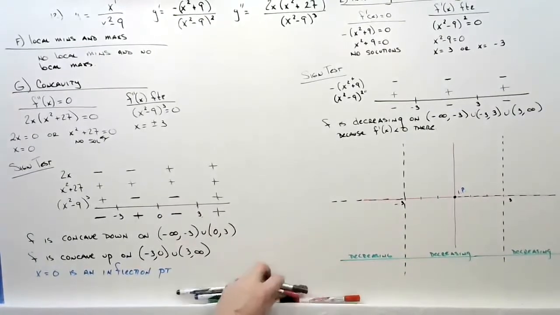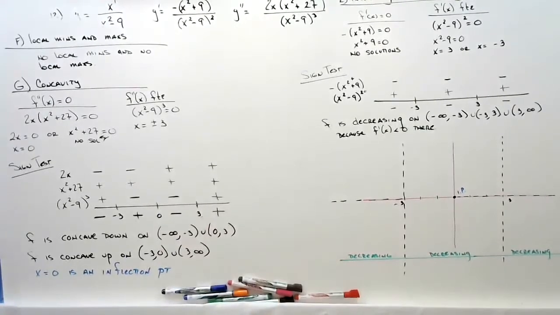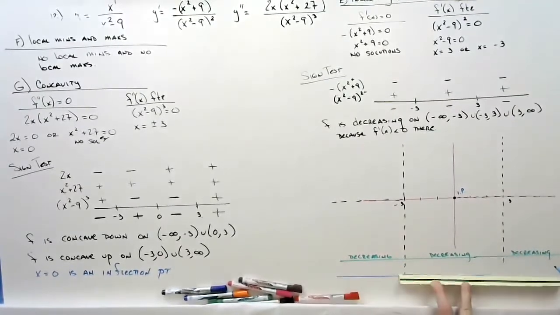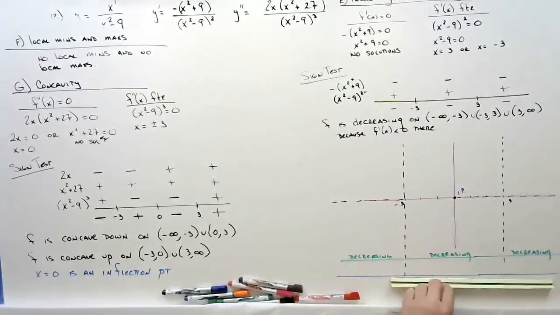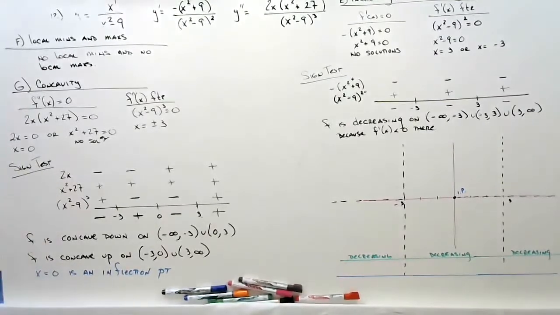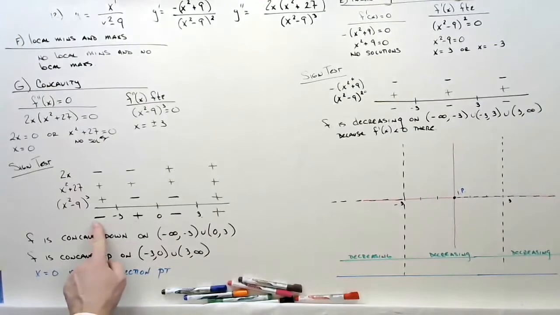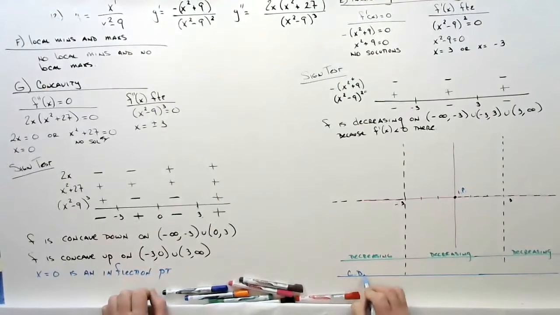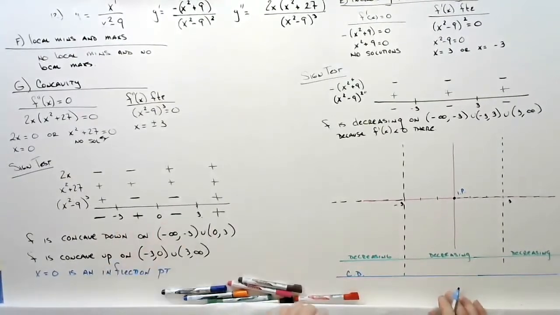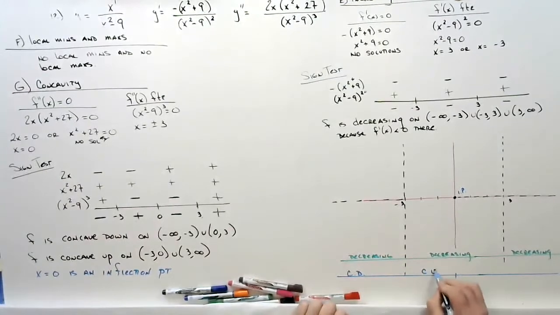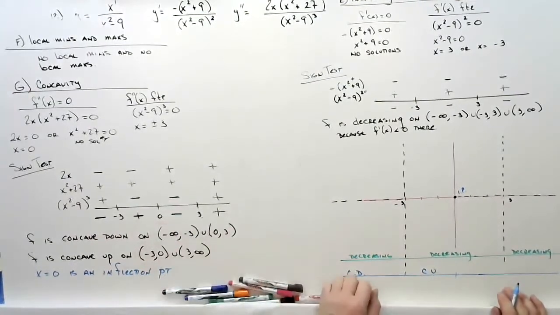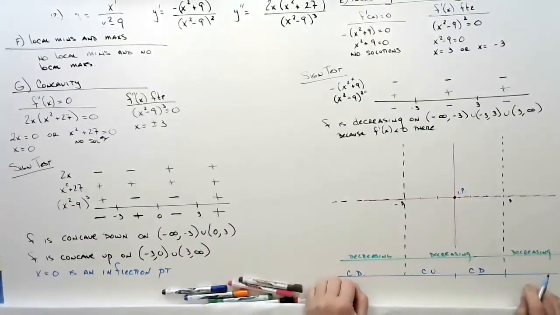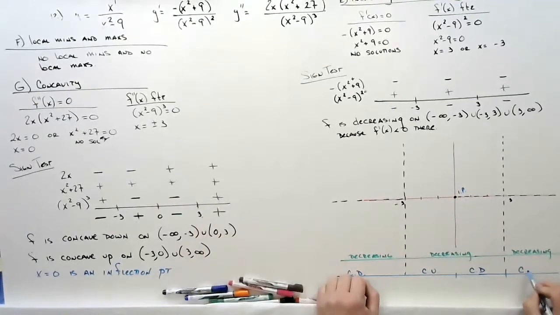Now, again, I like to do the graph by putting a number line down here. And I'm going to put my concavity down here to use as a guide when I draw the graph. From -infinity to -3, I'm concave down. From -3 to 0, right here, I'm concave up. From 0 to +3, I'm concave down. From 3 to infinity, I'm concave up.